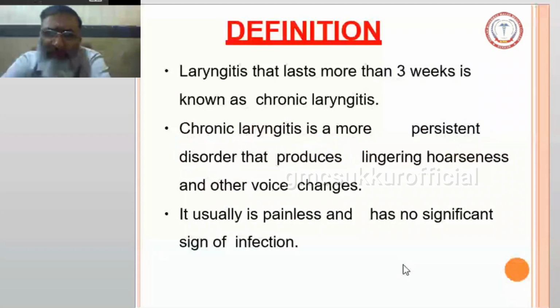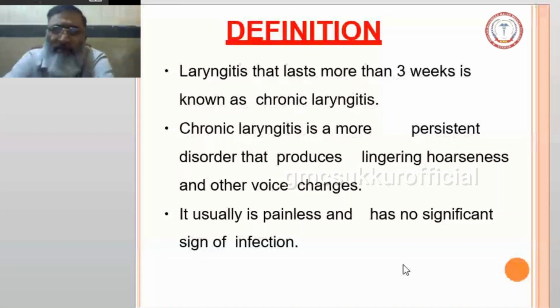Now this chronic laryngitis leads to hoarseness of voice, meaning the voice changes, and chronic laryngitis is usually painless. A person talks, he has hoarseness of voice, but the patient does not feel the pain in chronic laryngitis. But in case of acute laryngitis, the patient has pain. When the patient speaks, he feels the pain in the throat. That is the difference between acute and chronic laryngitis. In chronic laryngitis, you only have hoarseness of voice. In acute laryngitis, you have pain along with the hoarseness of voice.